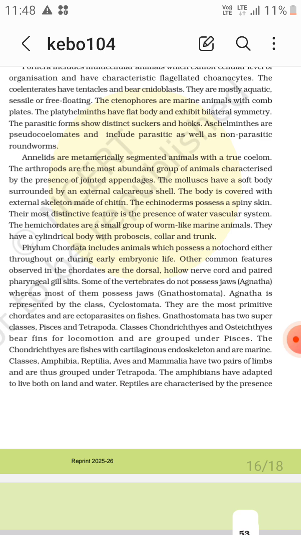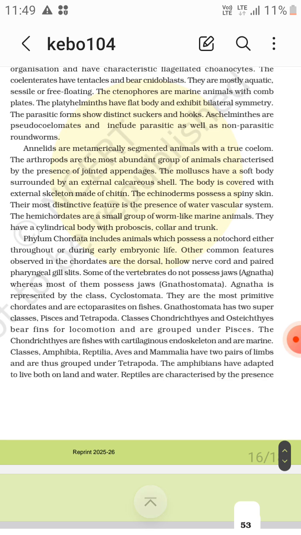The echinoderms possess a spiny skin, right? Their most distinctive feature is the presence of the water vascular system. The hemichordates are a small group of worm-like marine animals, right? They have a cylindrical body with proboscis, then collar, and then trunk.